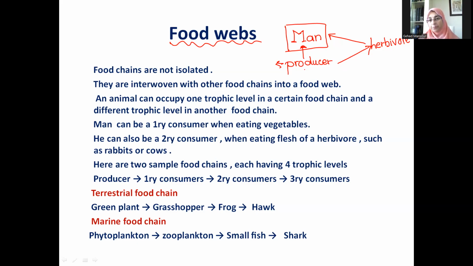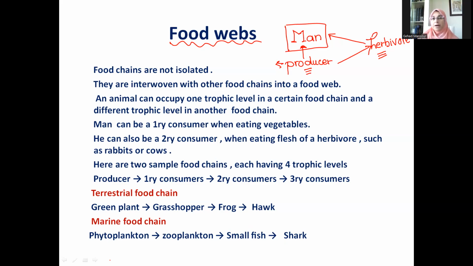But sometimes producers like green plants are ingested or consumed by herbivores, in which case the herbivores would be considered the first consumers. And then herbivores, like rabbits, for example, can be eaten by man, in which case man is considered a second consumer and would be in the third trophic level.